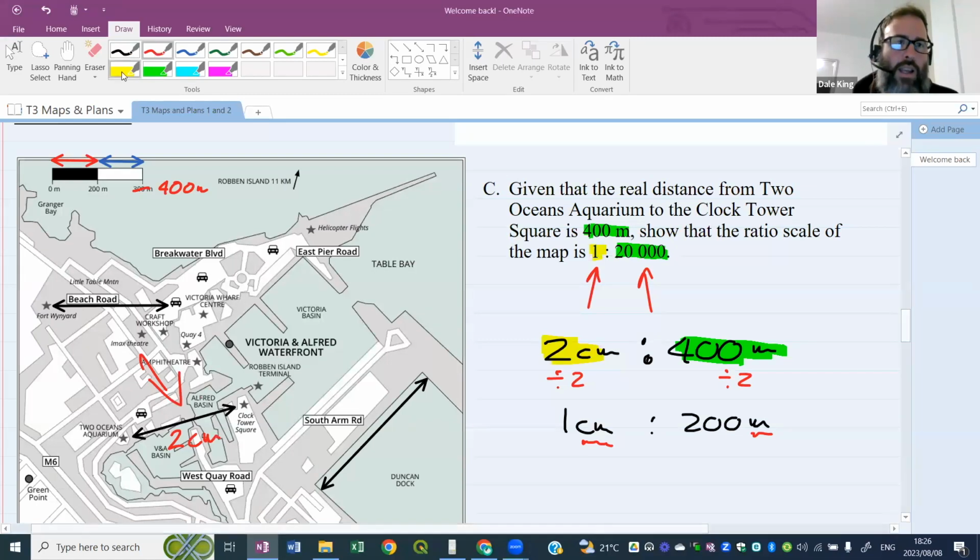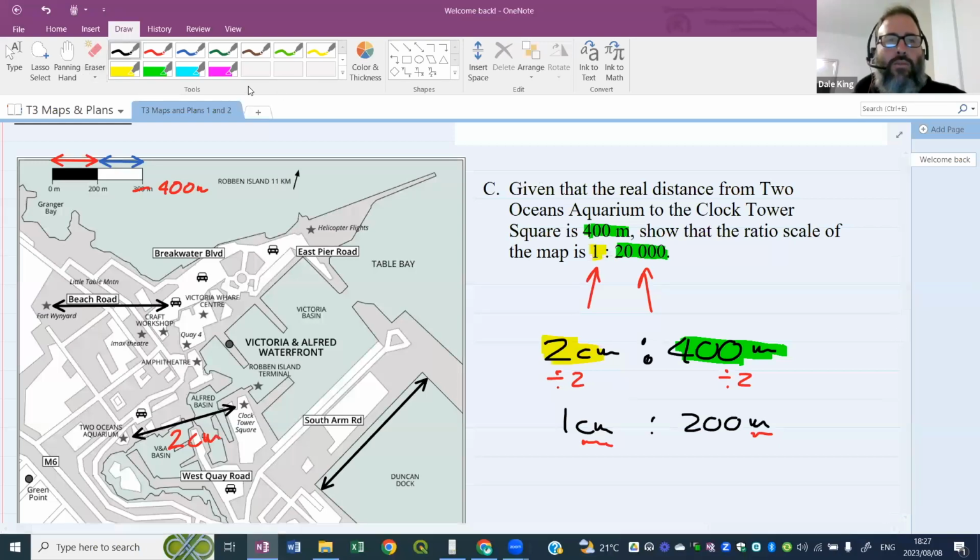You see this line here at the bottom on my map. This is what the question is talking about. They say the two oceans aquarium, which is here, and the clock tower, which is here. That line between them, that distance, I'm telling you that if I measured it with my ruler, you would get 2 centimeters with the ruler. Unfortunately, I can't adjust my ruler at an angle on the screen. So I'm just letting you know it is 2 centimeters. Okay. You got to pretend that you measured it with a ruler and it was 2 centimeters.